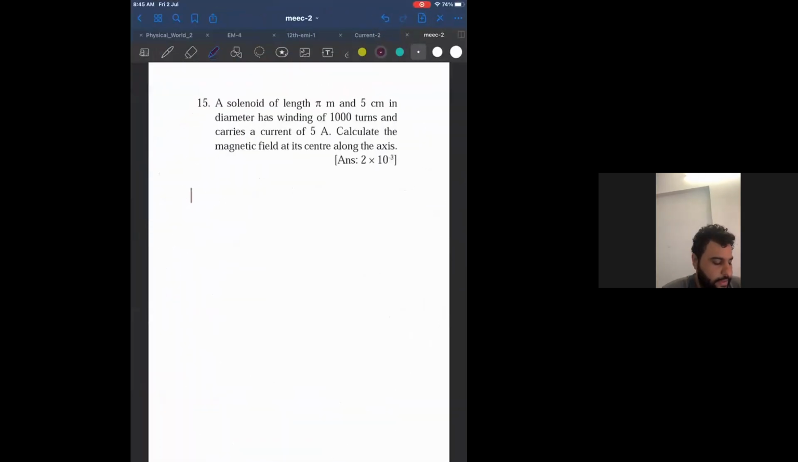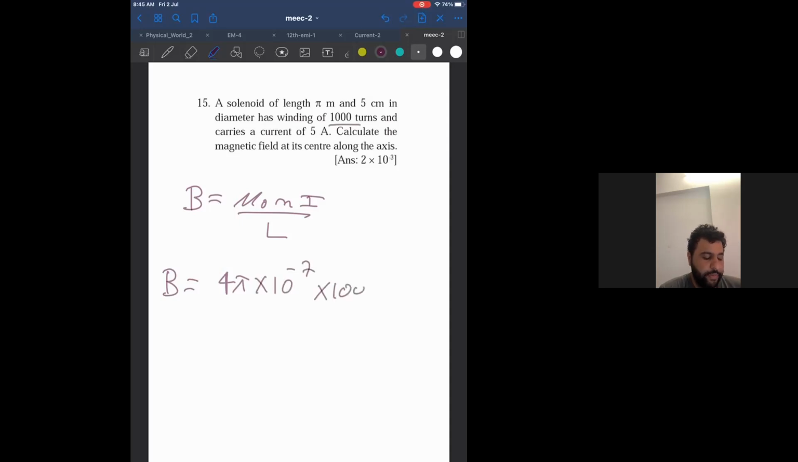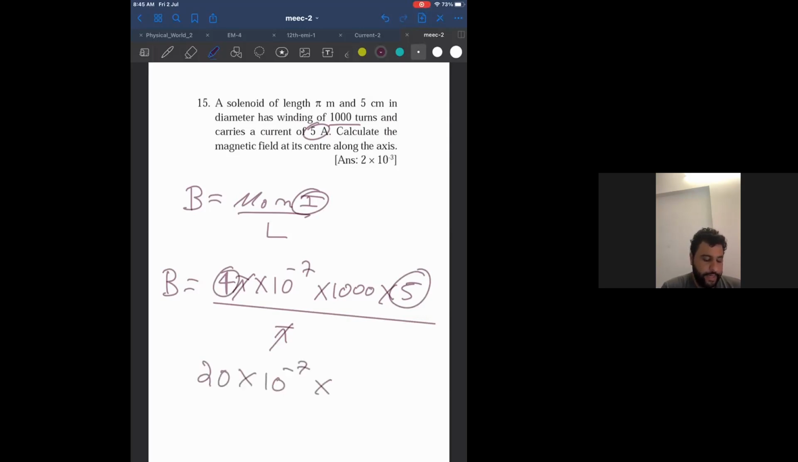I know that the magnetic induction of a solenoid B is equal to mu naught N i upon L. Correct? Yes, sir. Now, mu naught is 4 pi into 10 power minus 7, into the number of turns they have given, which is 1000, into the current they have given, 5 ampere, upon the length they have given, which is pi. So 1 pi and 1 pi will cancel. 5 into 4 will be 20 into 10 power minus 7 into 1000.